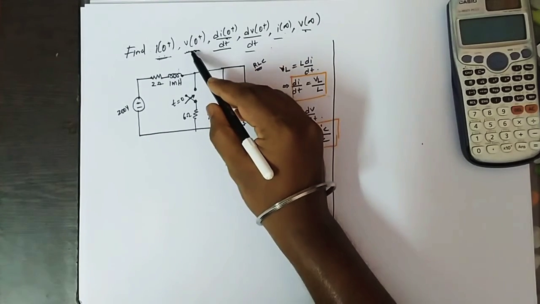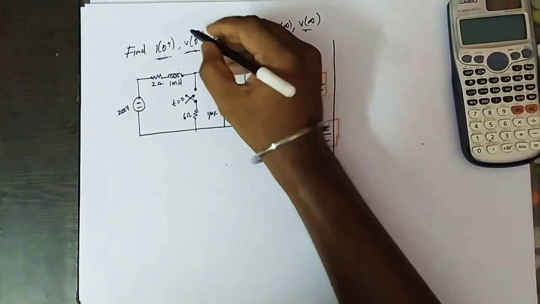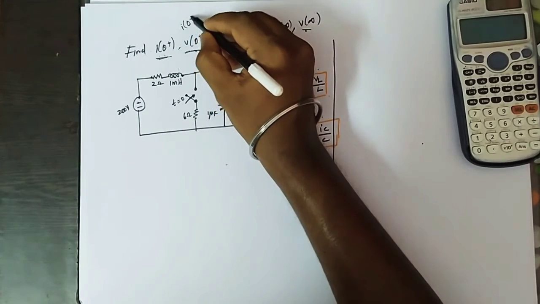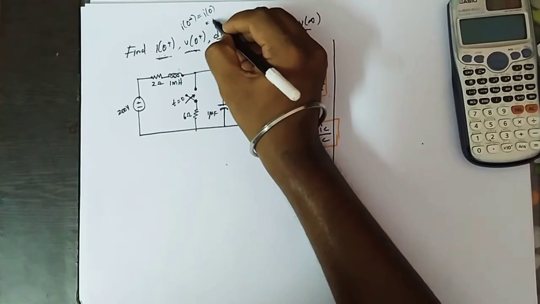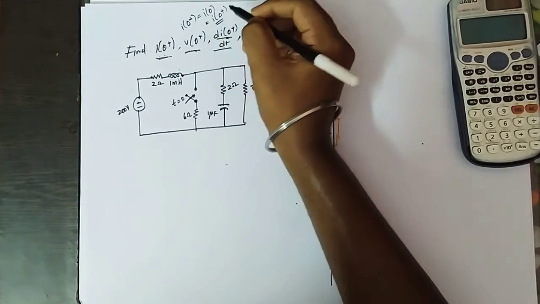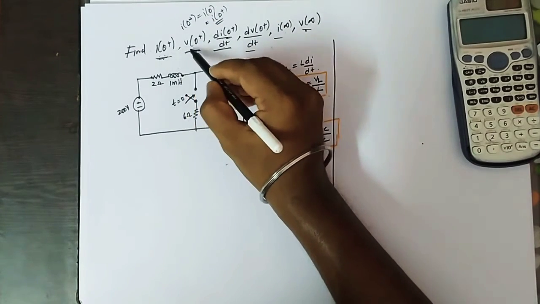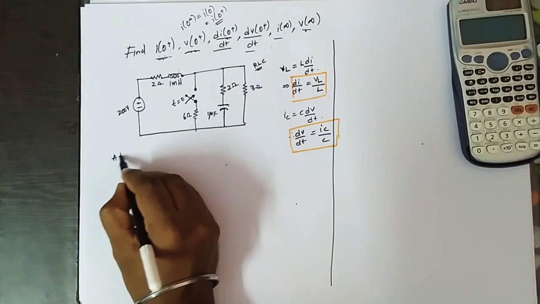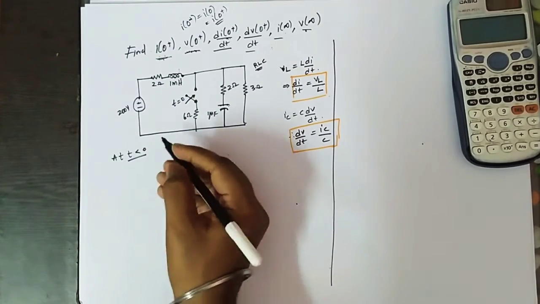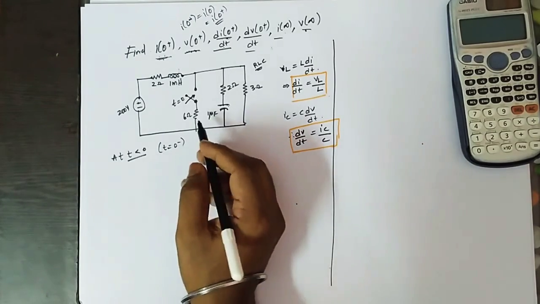For solving this, we have the initial conditions: i of 0 minus equals i of 0 equals i of 0 plus. Based on this condition, we first solve i of 0 plus and v of 0 plus. Now, at t less than 0, that means at t equal to 0 minus, what happens to the circuit?